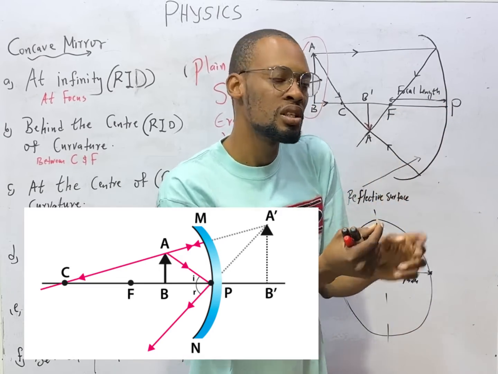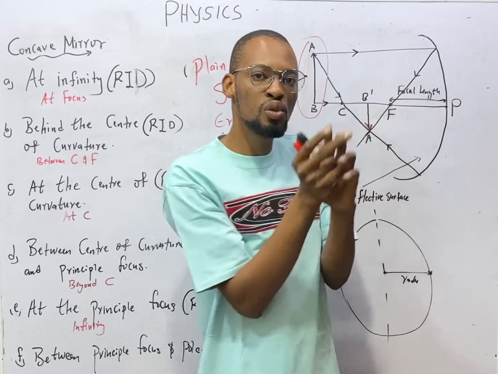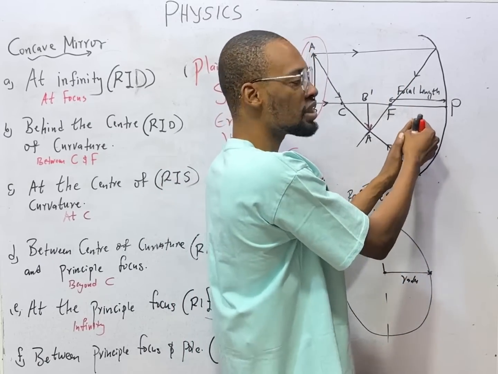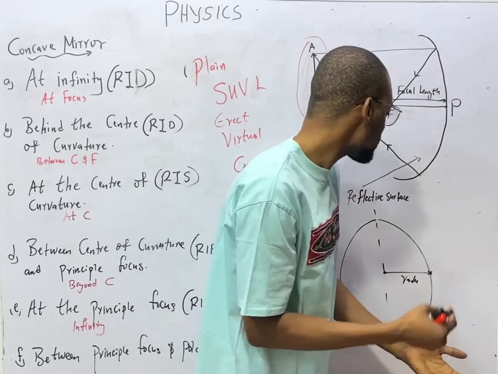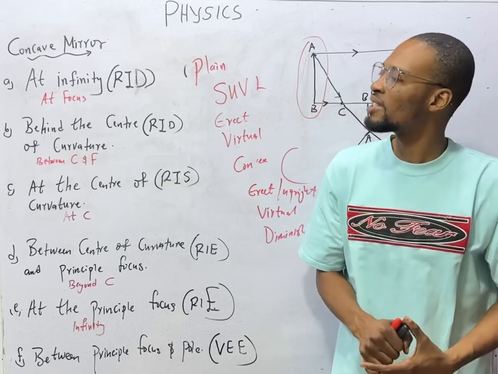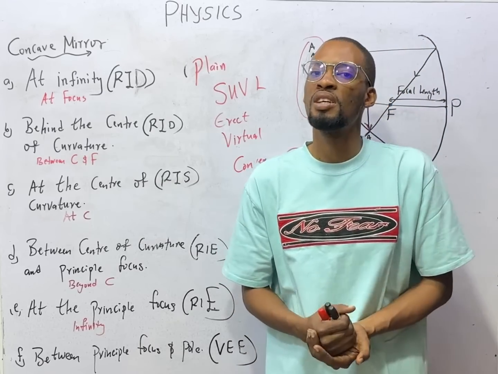What would the image be? One, it will be virtual. Two, instead of inverted, the image will be erect. Or you say the image will be upright. So that is it.